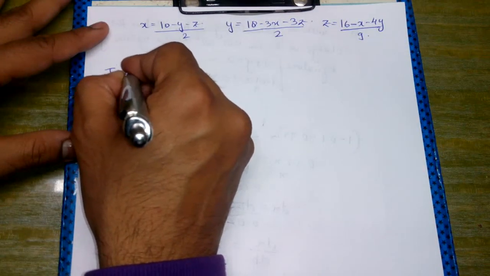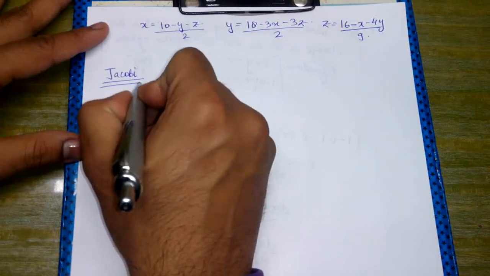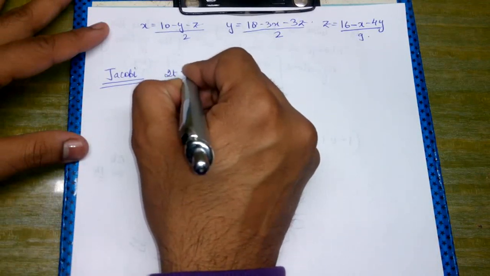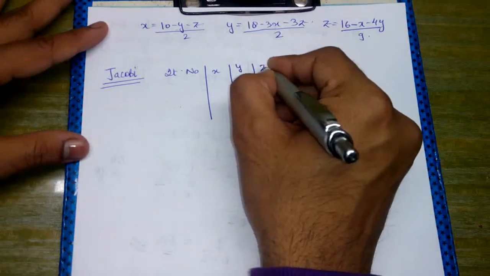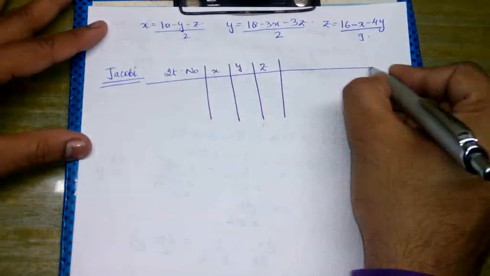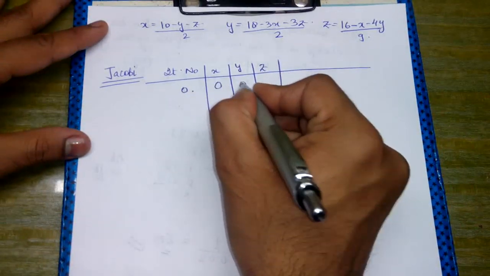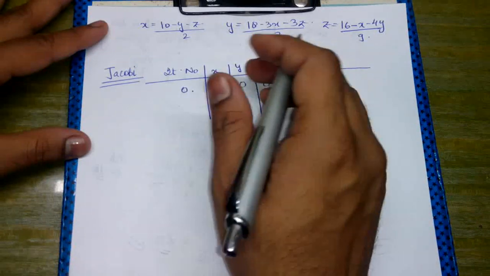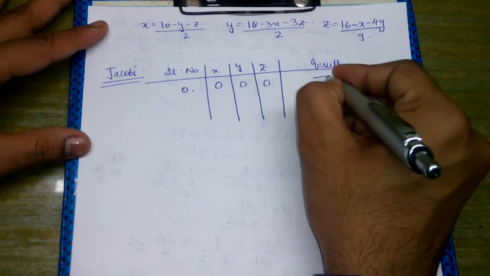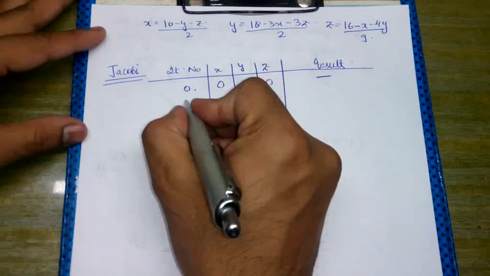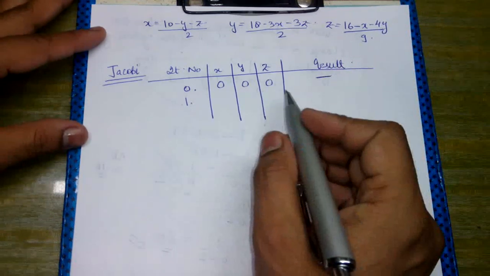Now in the Jacobi method, since these are iterative methods, we will take the iteration number, value of x, value of y, value of z. In the zeroth iteration, we will assume that the values of x, y and z are all zero. So what result will come here? No result, okay? Now we will do our first iteration. When we did the first iteration, what did we do?